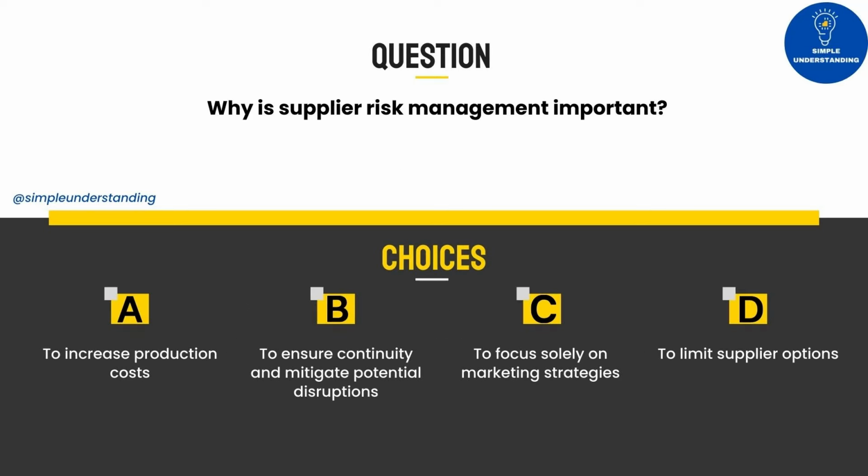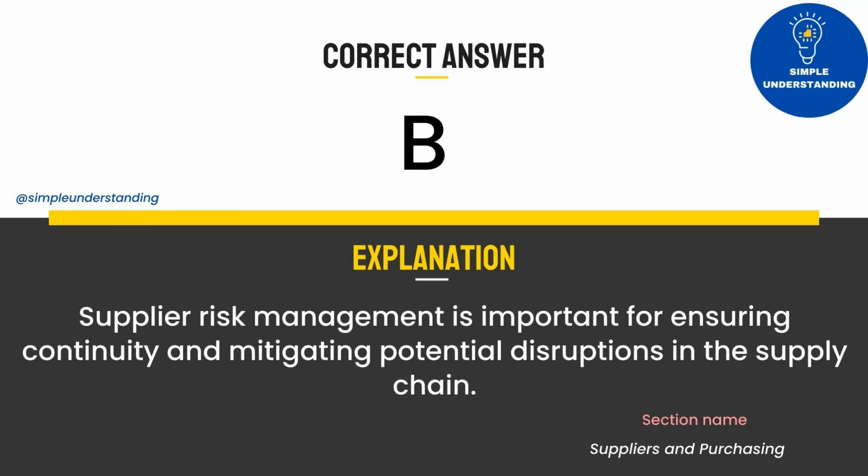8. Why is supplier risk management important? A. To increase production costs. B. To ensure continuity and mitigate potential disruptions. C. To focus solely on marketing strategies. D. To limit supplier options. Correct answer, B. Overall explanation. Supplier risk management is important for ensuring continuity and mitigating potential disruptions in the supply chain.